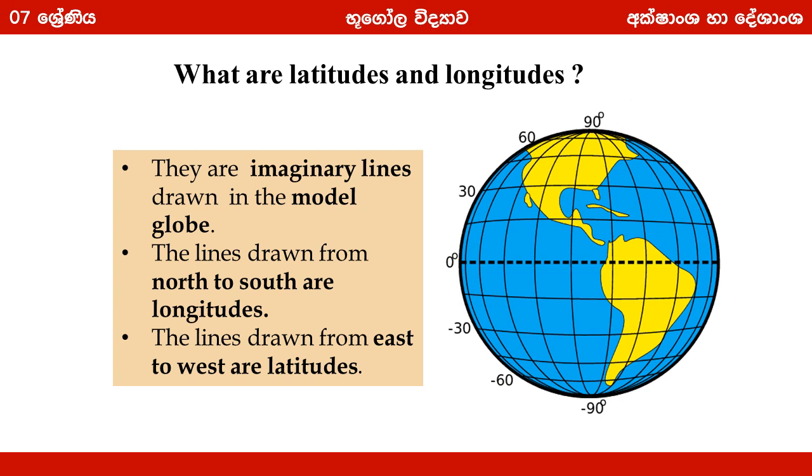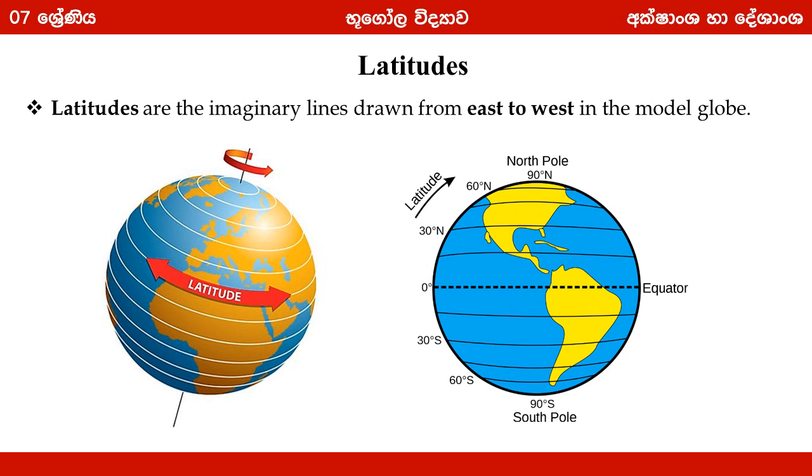They are imaginary lines. They are drawn in the model globe. The lines drawn from north to south are called longitudes. The lines drawn from east to west are latitudes. Latitudes are drawn from east to west in the model globe.